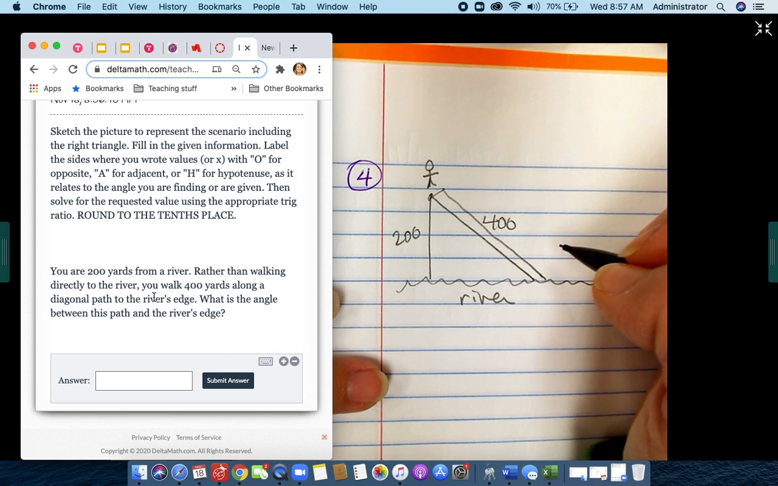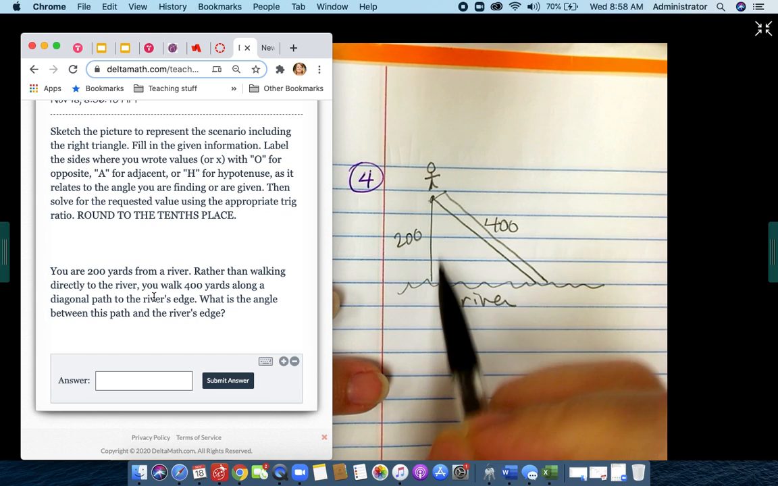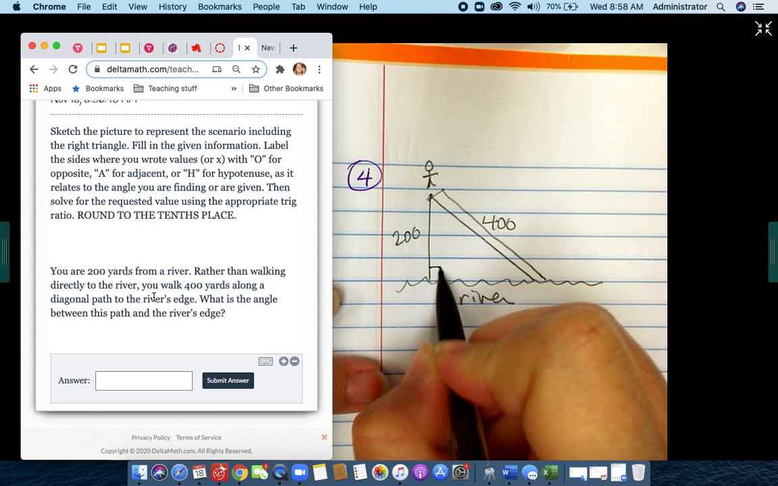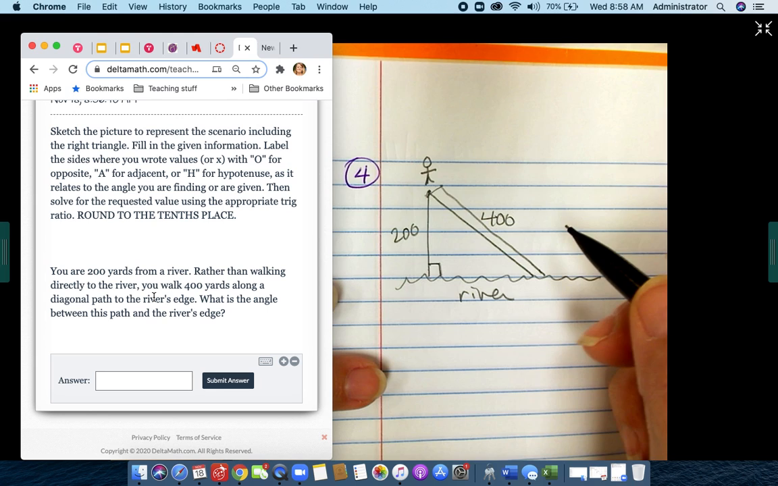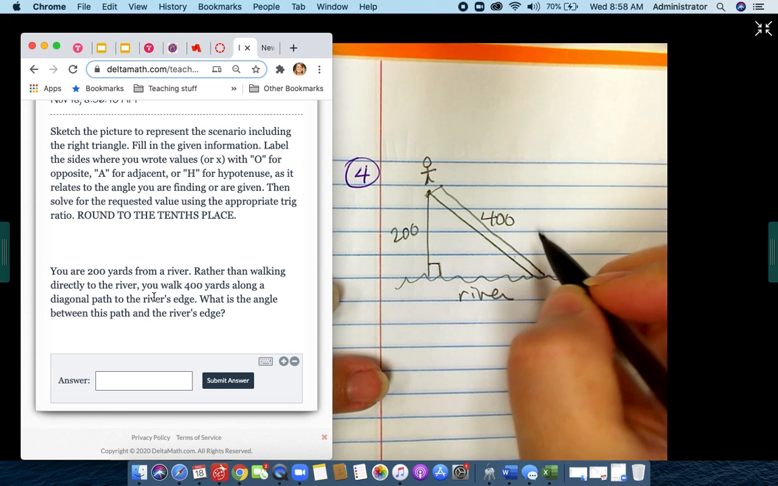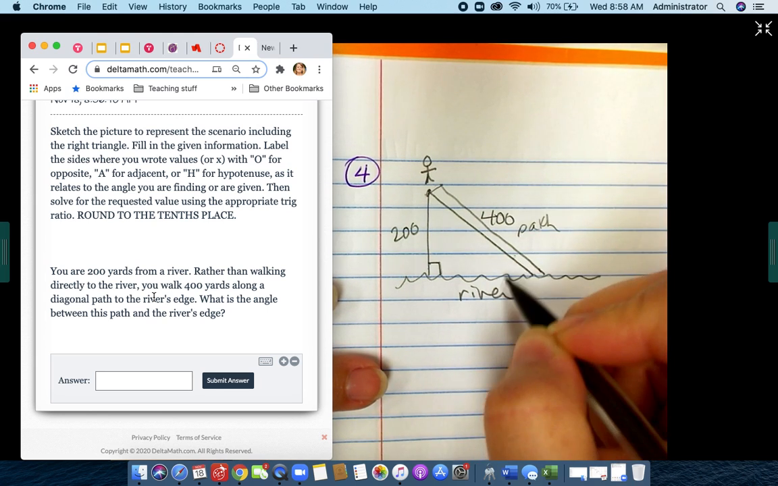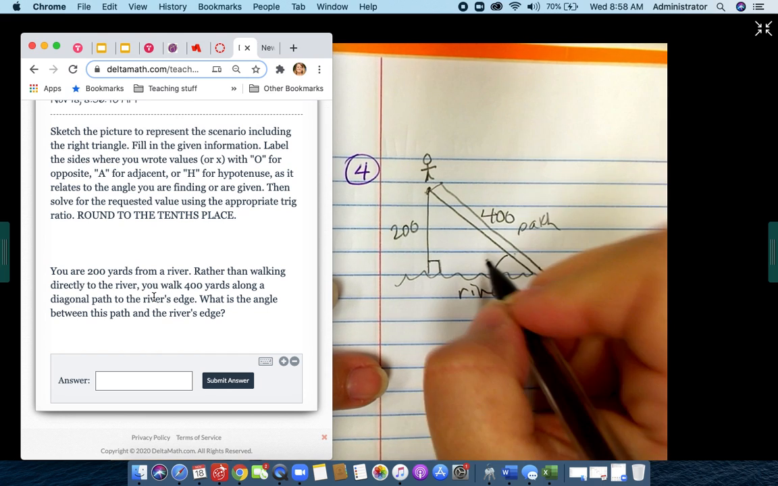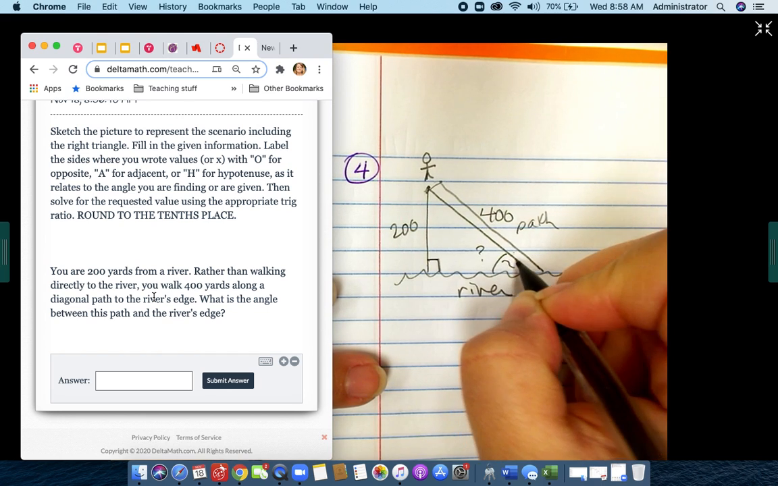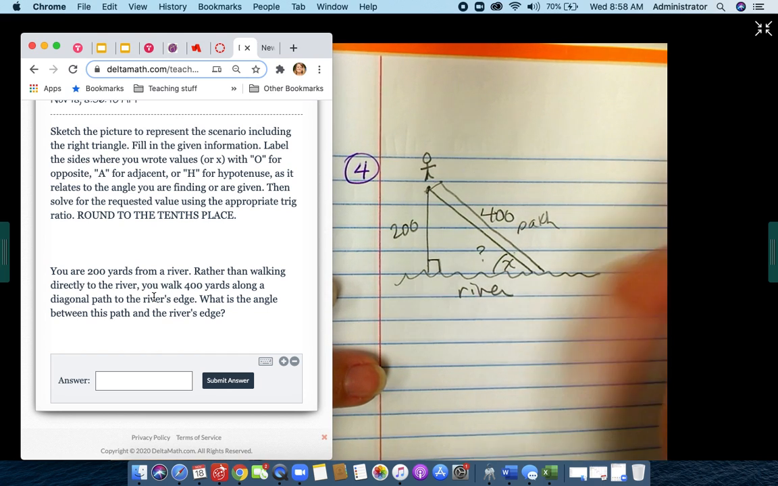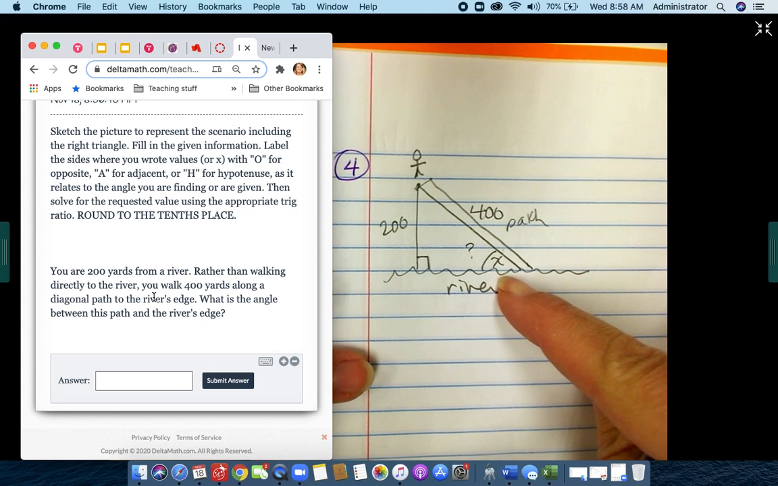What is the angle? So think about this here being perpendicular, so that's where a right angle is going to go. What is the angle between the path, which is here, this is your path, and the river's edge? So we're talking about this angle right here. What is this angle? So let's put an x here. And that's our job, to solve for that x.